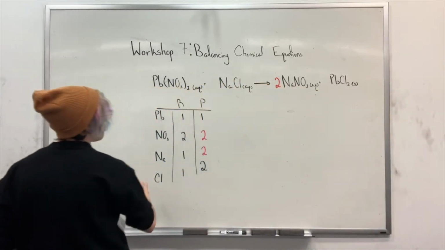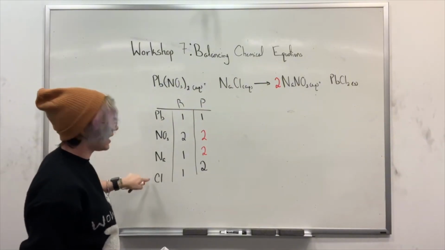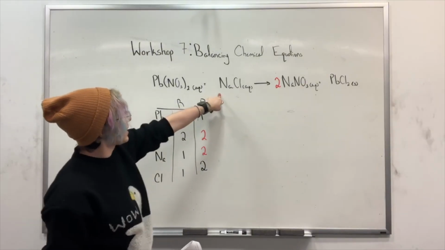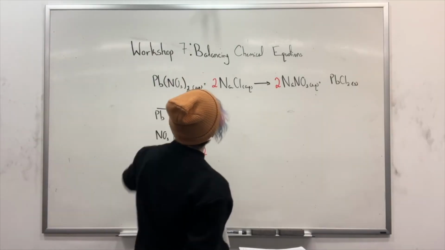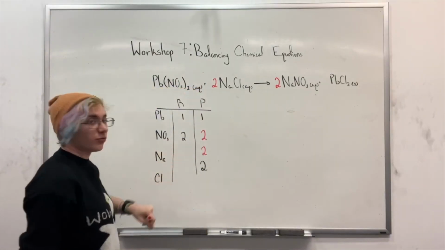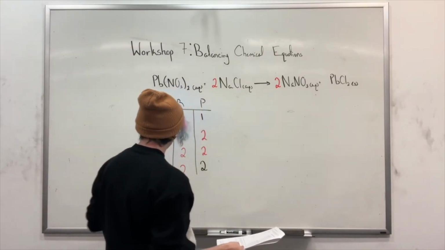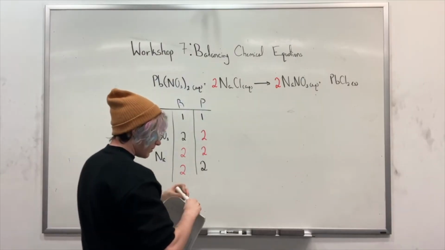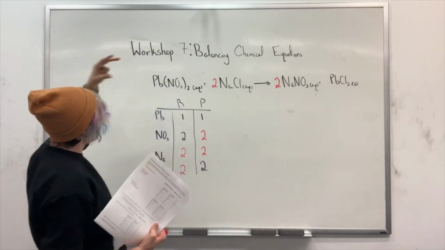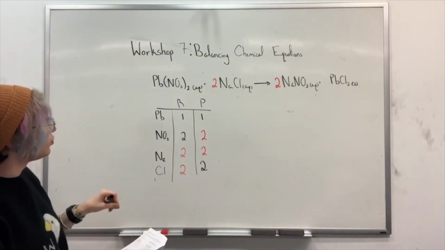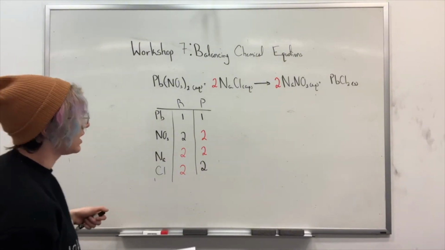So now let's look at our sodium and our chlorine. We need 2 sodium on our reactant side and 2 chlorine on our reactant side, and sodium chloride is a compound that we have. If we put a 2 in front of the sodium chloride, we are affecting both the sodium and the chlorine, making them both 2. And so now all of our atoms are balanced. So for this one, it's 1 lead nitrate plus 2 sodium chloride becomes 2 sodium nitrate and 1 lead chloride.